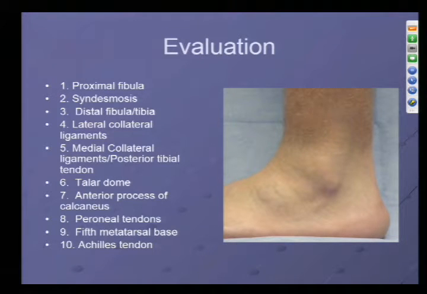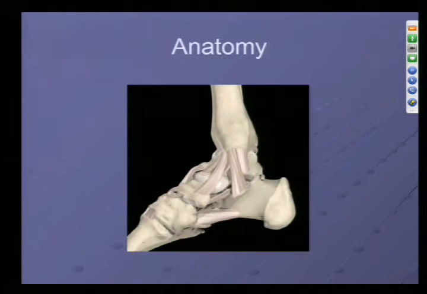Then the peroneal tendons on the lateral aspect, your medial tendons, including your posterior tibial tendon, and the fifth metatarsal base and Achilles tendon. So I didn't include as much of the anterior tendons and structures, soft tissue-wise, just with the nature of the type of injury that I'm focusing on here.